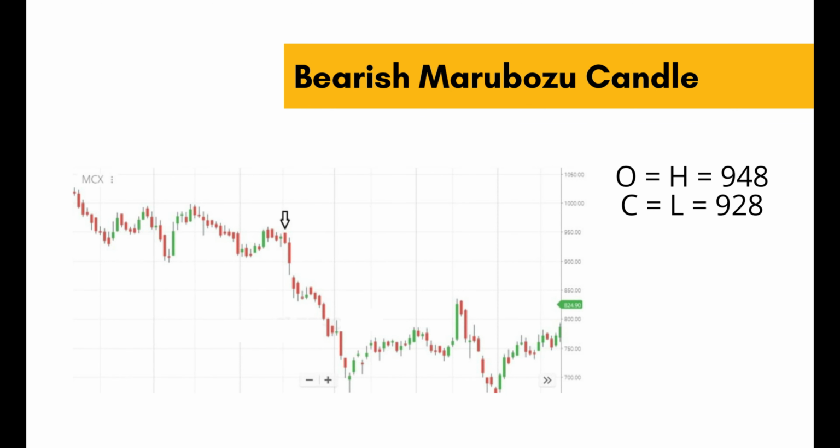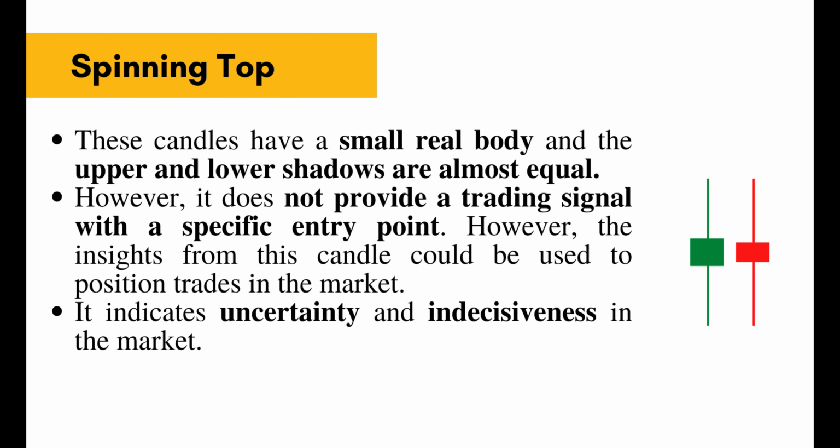Let us understand this with the help of an example. We have a day chart here and a bearish Marubozu is indicated. The price points are also provided, for which the trade setup would be to short the stock around the low or closing price, that is 928, while the stop loss would be around the high or opening price of 948. With this we have completed the Marubozu pattern and will move on to the spinning tops now.